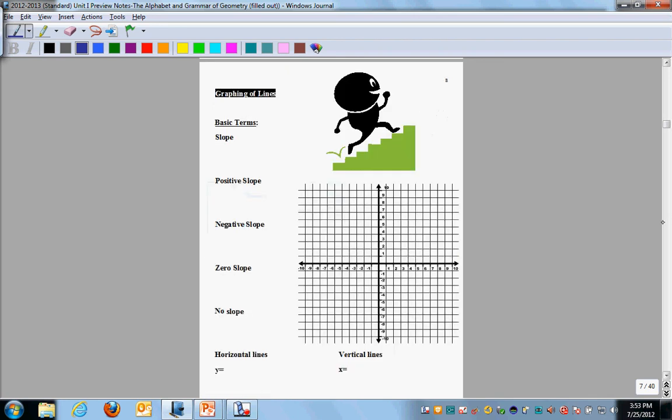We're going to review a few main key ideas that we use in equations of lines. The first is the concept of slope. In slope, slope is the tilt of a line. And in slope, there's two components to slope. One is the upward motion, of course, which is called the rise. And two is the horizontal motion, which is called the run.